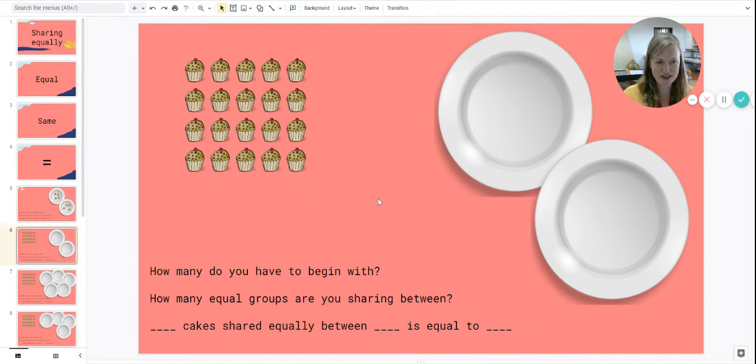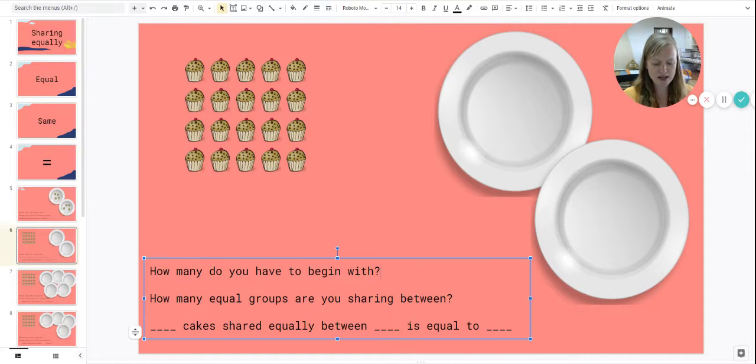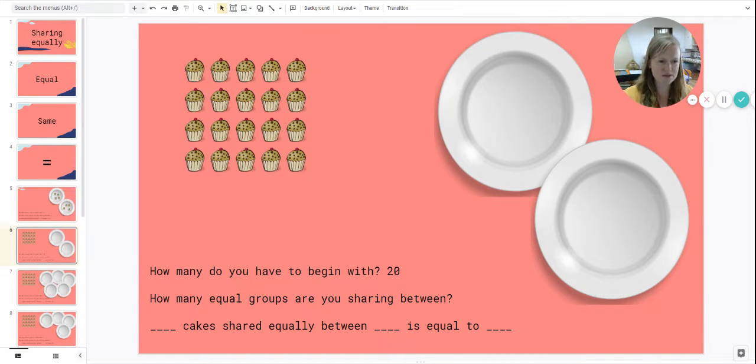All right, let's go on to our next problem. There's a lot more cakes here, isn't there? Should we count them? I think if we counted them one by one, it would take us quite a long time. Have you noticed anything? I've subitized in my head that I can see a pattern that there's 5 cakes in each row. So I'm going to count in 5s. 5, 10, 15, 20. So how many cakes do we have to begin with? We have 20. How many equal groups are we sharing between? Well, we still only have 2 plates. There's only 2 people coming to this party to get some cupcakes.